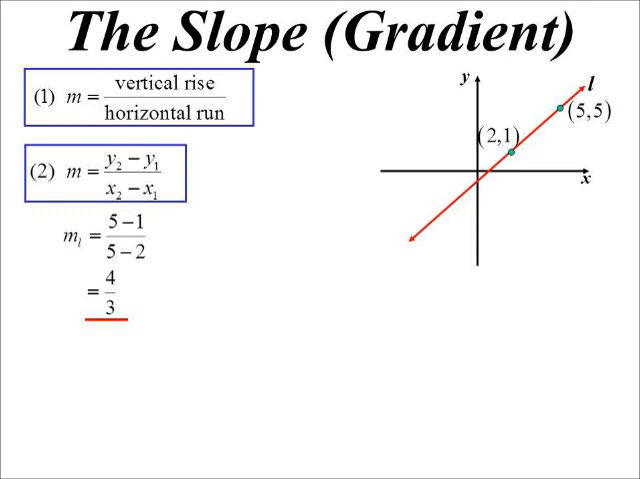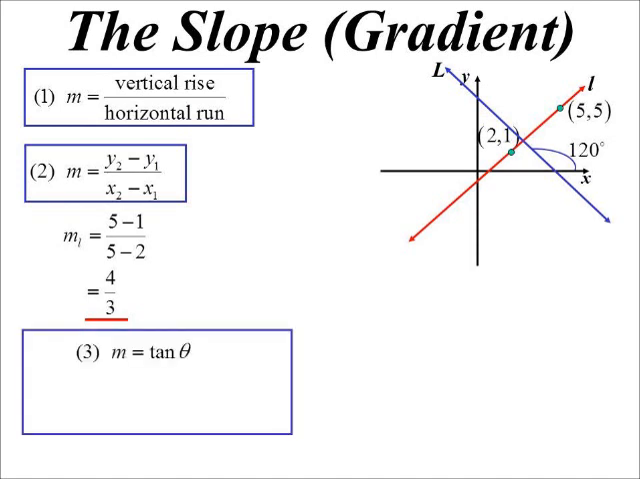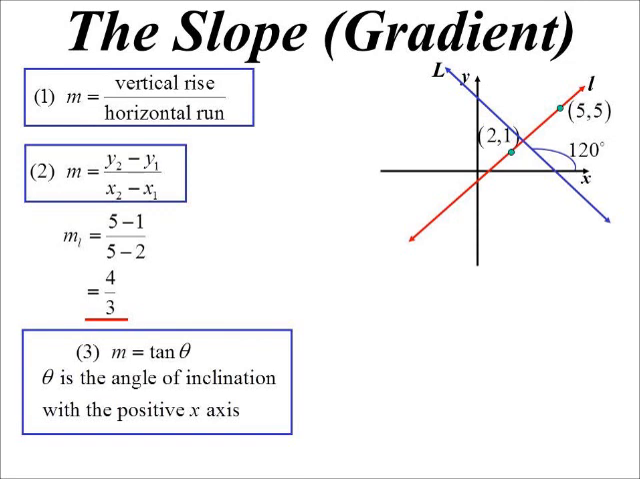There is a third way of finding slope, which people often forget about. So I'll draw another line in to illustrate it. And that's when we know the angle the line makes with the x-axis. And so the third way is the slope is the tan of that angle. The angle, which is known as the angle of inclination, and it's always measured to the positive side.